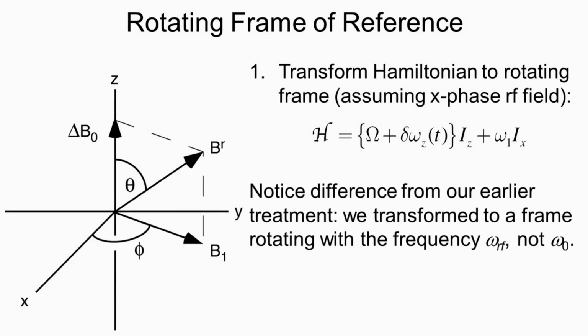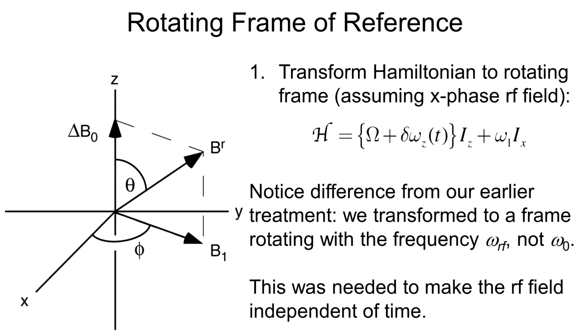Notice this is different than where we started with the random phase model. In the random phase model, we switched into a frame that was rotating at the Larmor frequency omega naught. Here we start by switching into a rotating frame that's rotating at omega RF so that we remove the time dependence of the B1 field.